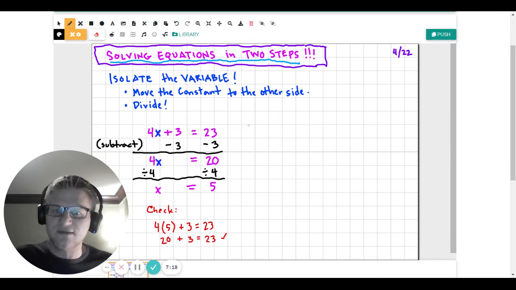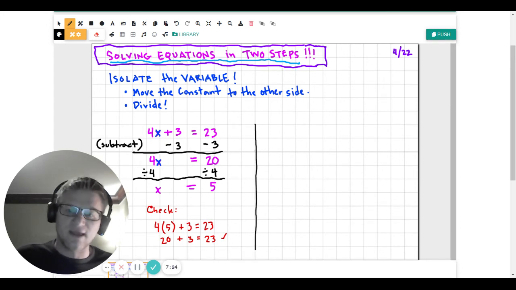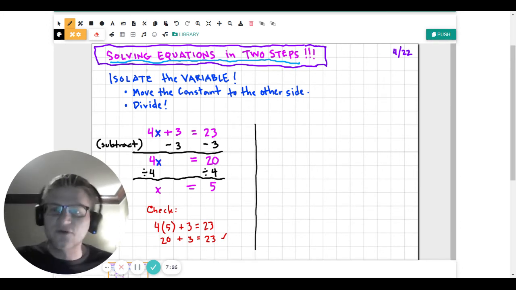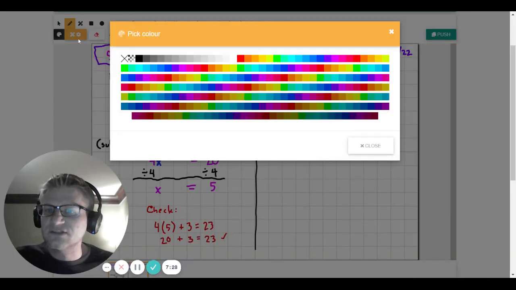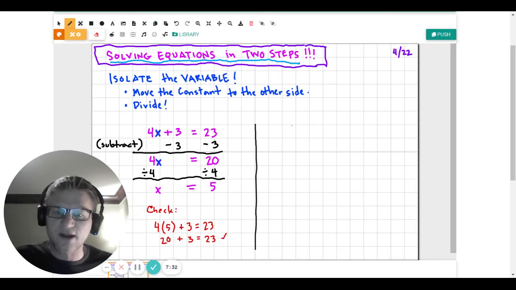Move the constant to the other side, which is almost always going to be done with subtraction when we first start out with a lot of these problems. And then we divide. Second problem we're going to do. Let's do one more practice one. Should we do this one? Same color. Let's stick with, let's make it orange. Just make it all bright and colorful.